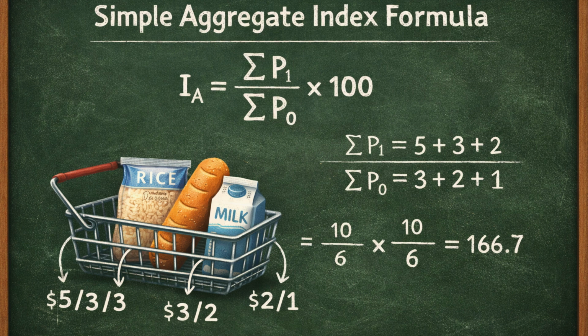Although simple, this method has several limitations. First, it ignores the importance of different goods. Second, it is affected by units of measurement. Third, expensive goods dominate the index. Because of these limitations, economists developed better methods.